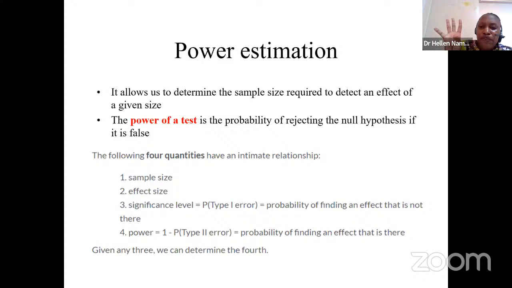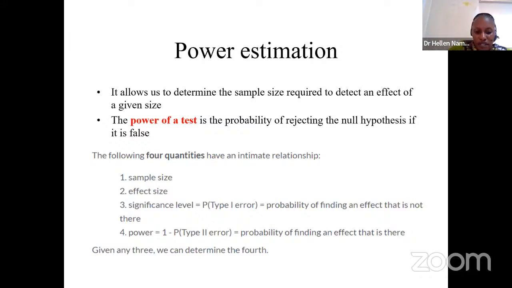And so the four quantities that are very important in this relationship when you want to determine the sample size: you need, one, the effect size. You need to know the significance level, that is the probability of committing a type 1 error. You need to find out if there is an effect, and then the power, which is equal to 1 minus beta, which is the type 2 error.